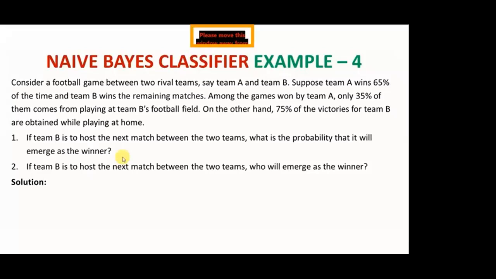We have to find out the probability of team B and then the probability of team A, and then we can compare and say which one will win if team B has hosted the match. For that you have to find out the probability of team B winning the match if it is hosted in team B ground. You also need to find out the probability of team A winning the match when it is hosted in team B home ground. Is it clear?